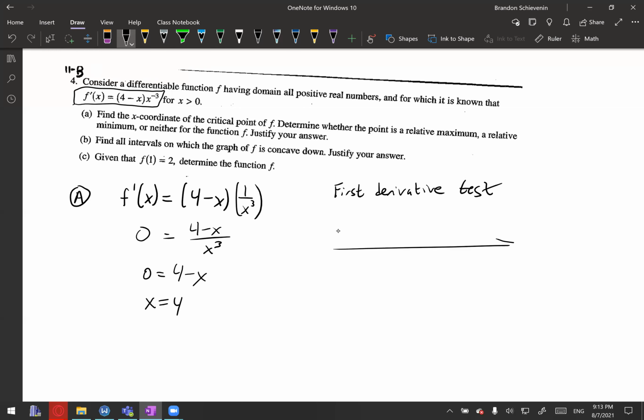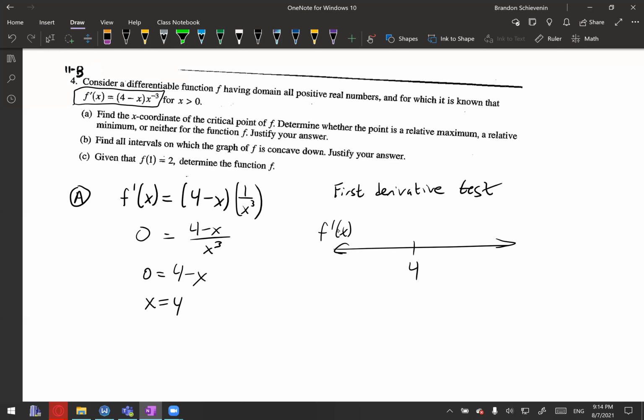I'm going to draw a number line and then list all my critical points here. I have only a critical point at x equals 4 since our line has to stop at 0. Plugging into f prime x one value that is less than 4 and one value that is greater than 4 should tell us whether this is a relative maximum or minimum, because that'll tell us whether the slope changes from positive to negative, which would be a maximum, or negative to positive, which would be a minimum.